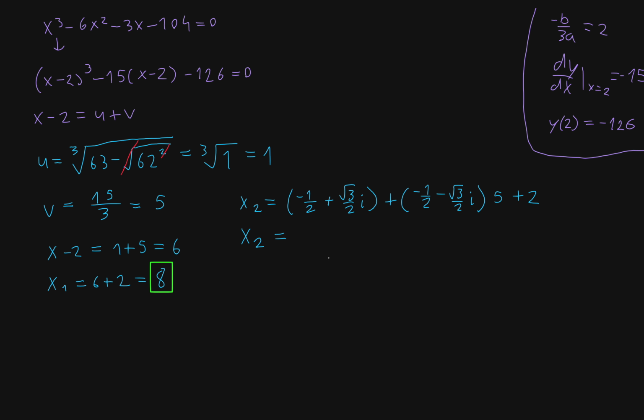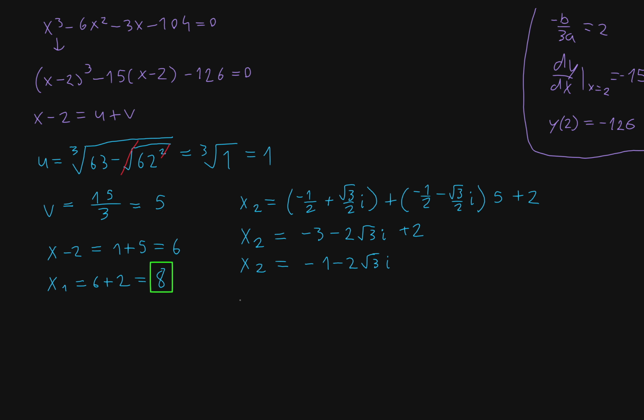This is going to simplify to be negative 3 minus 2 root 3i, and then plus 2. Add the real parts. We're going to get that x2 is equal to negative 1 minus 2 root 3i.